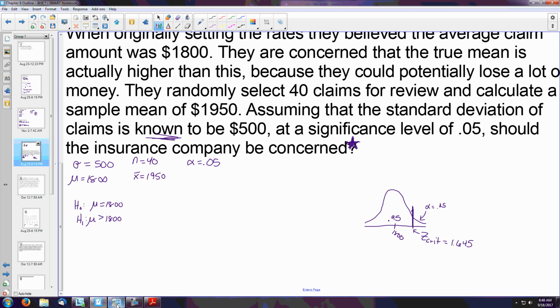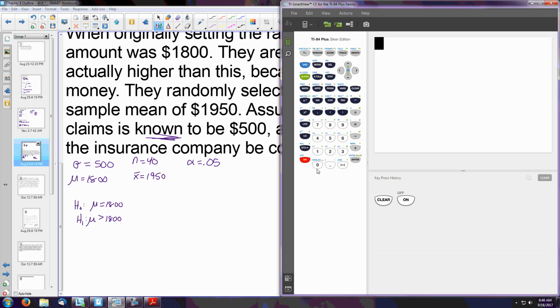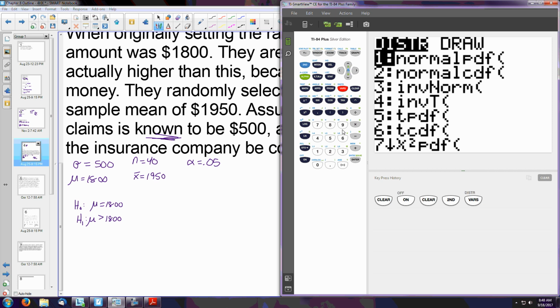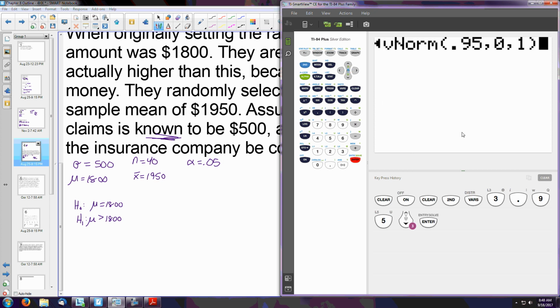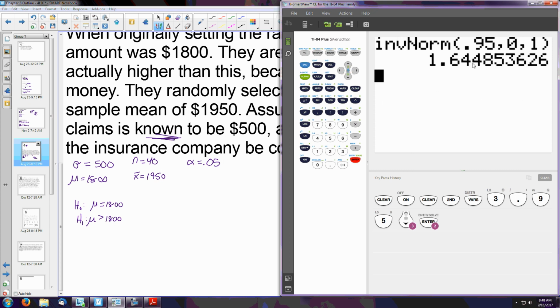If you prefer, you can use your graphing calculator to get that number as well. You could do that using your inverse norm function. The area to the left is 0.95, and then your standard 0 and 1 when you're looking up z-scores. And you'll see that we get the same thing, our critical value of 1.645.